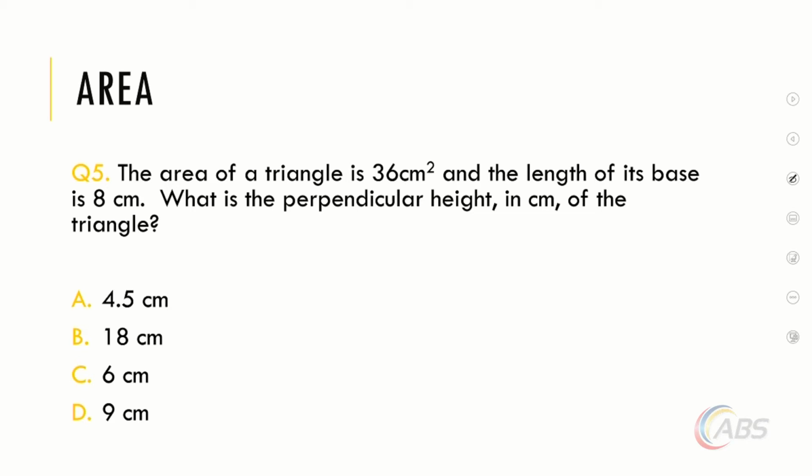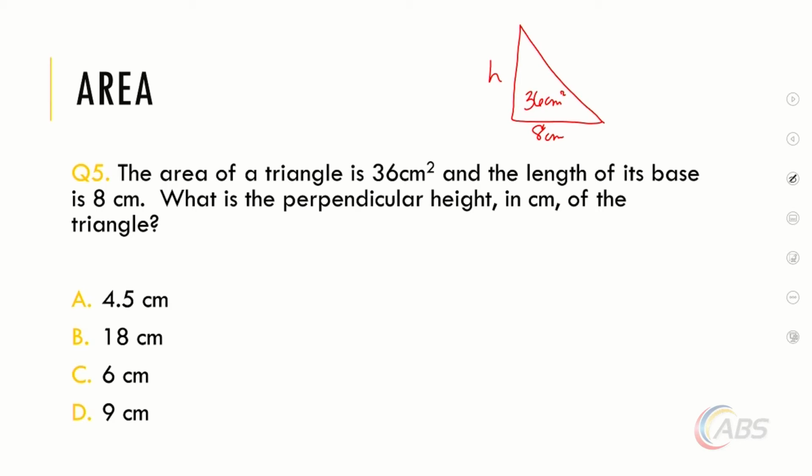So I have some triangle. Doesn't matter what it looks like really, as long as it's a triangle. And I know the area of it is 36, so the space inside is going to be 36 centimeters squared. I have the base of the triangle, which is 8 centimeters, and I want to know what the perpendicular height is. So I need to find the height of the triangle in centimeters.